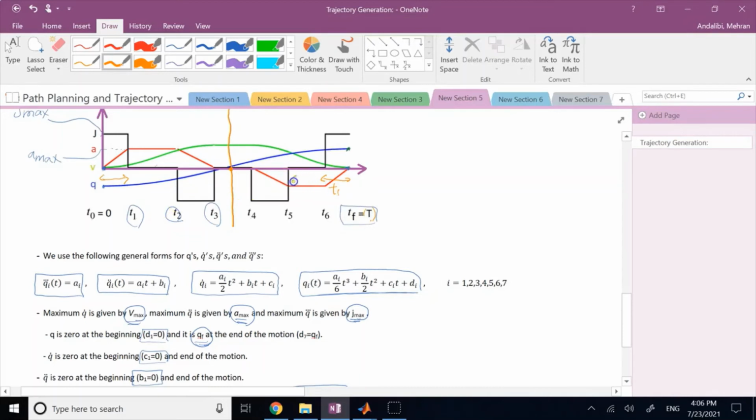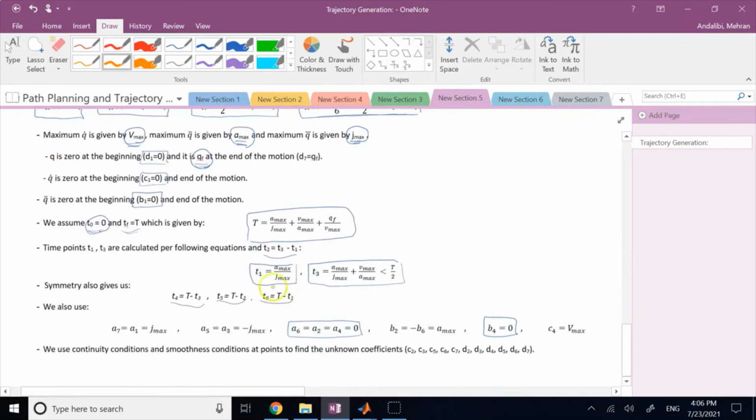Or if this is like from here to here all the way is T2, which is the same as this one, so it means T5 plus T2 is again cap T, so T5 is cap T minus T2. So that's where these formulas are coming from.